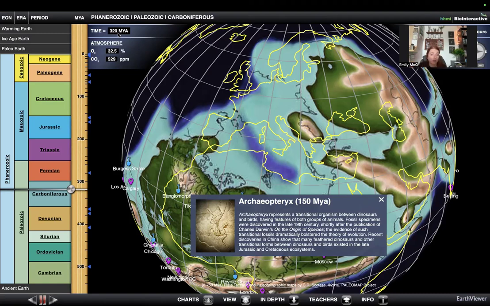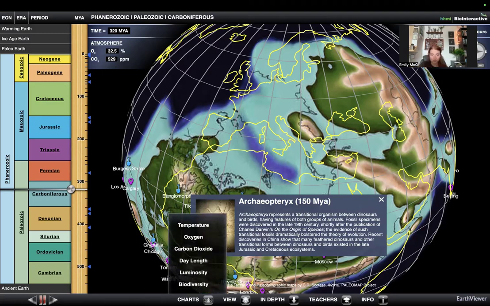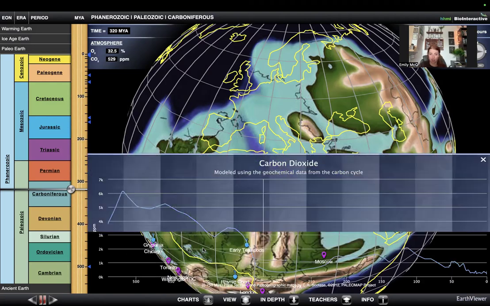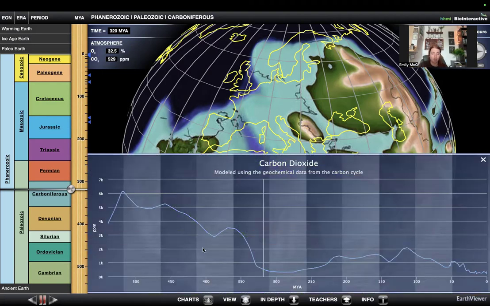Now, the last thing I'm going to have you look at is charts. So we haven't used charts yet. But I wanted us to look at how carbon dioxide has changed over time. Oh, this is such a cool program. I love it so much. So here's the concentration of carbon dioxide throughout geologic history.